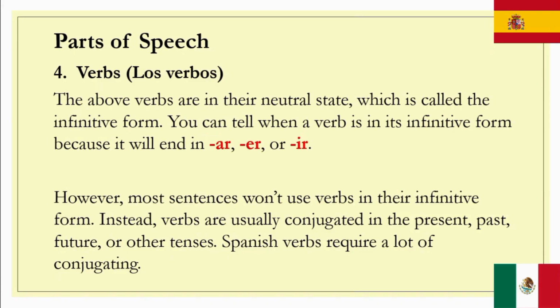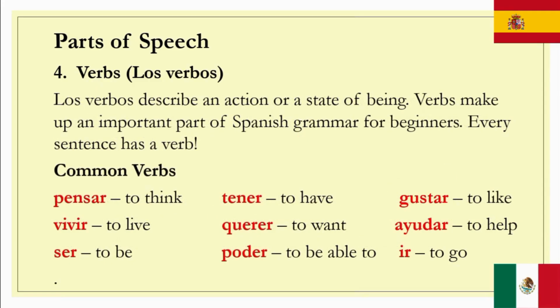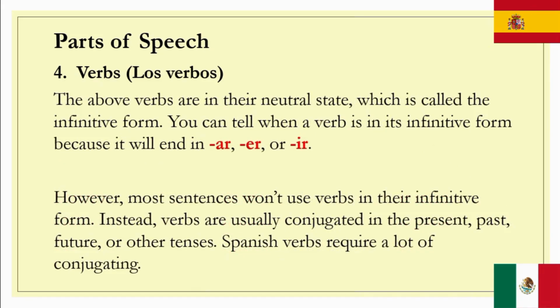the above verbs are in their neutral state, which is called the infinitive form. You can tell when a verb is in its infinitive form because it will end in AR, ER, or IR. So let's go back and look at them. Pensar ends with AR, vivir ends with IR, ser ends with ER, tener ends with ER, querer ends with ER, poder ends with ER, gustar ends with AR, ayudar ends with AR, and ir ends with IR as it's already an original form of it.